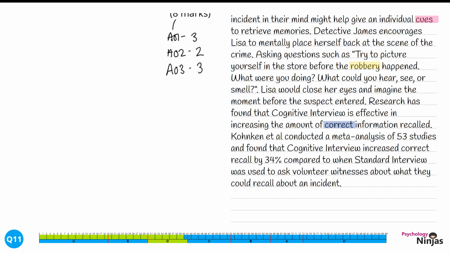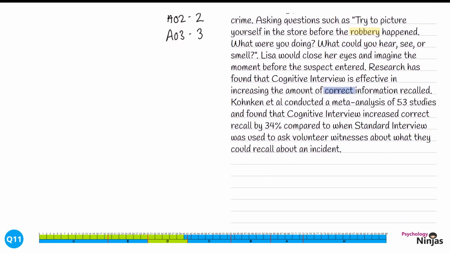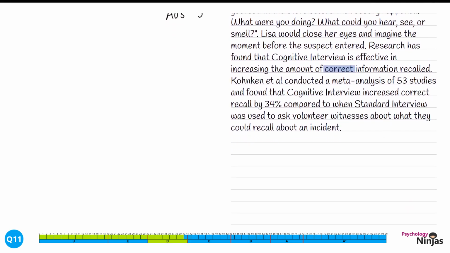Cohen et al. conducted a meta-analysis of 53 studies and found that cognitive interview increased correct recall by 34% compared to when standard interview was used to ask volunteer witnesses about what they could recall about an incident. We've given explicit research findings here by saying 34% more correct information was recalled. We're then going to give a conclusion about using cognitive interview.